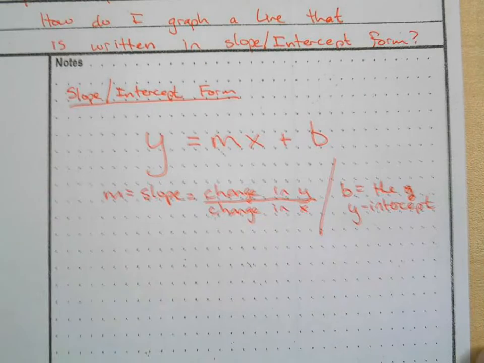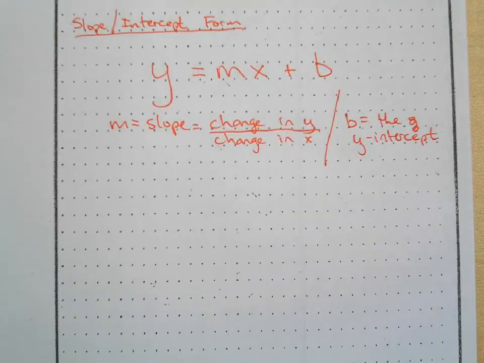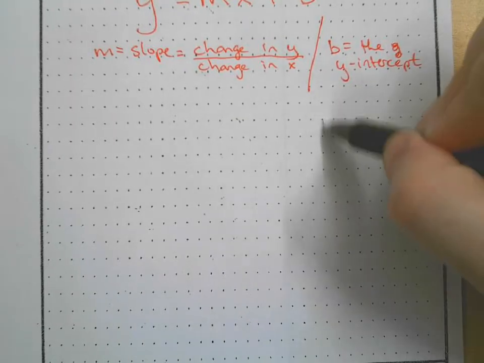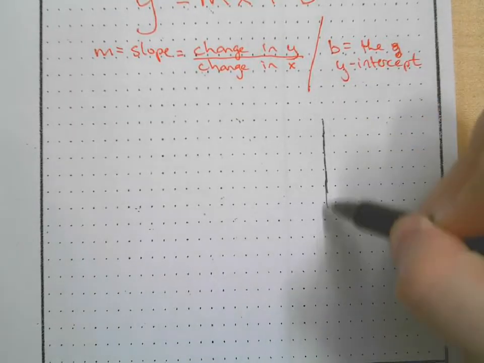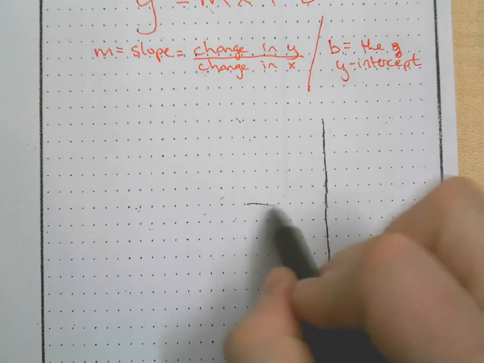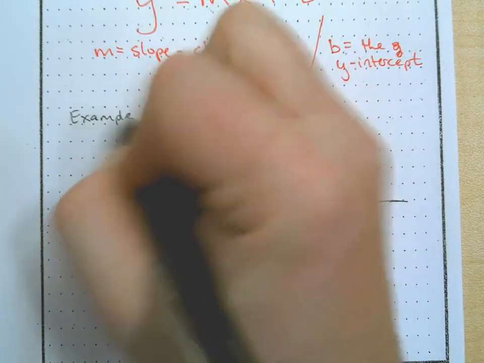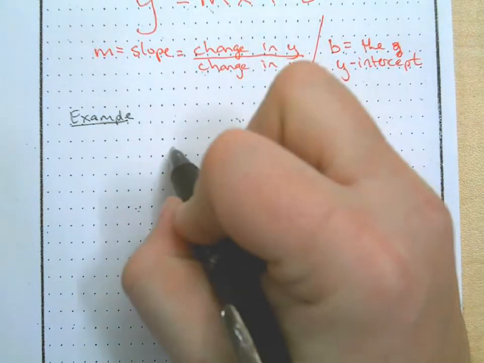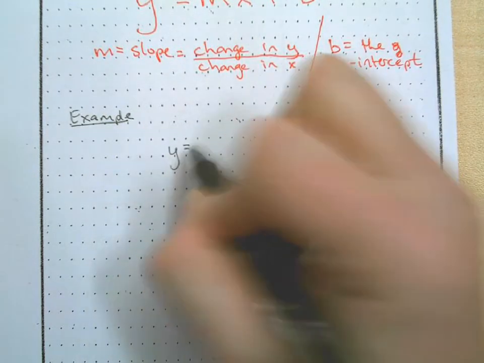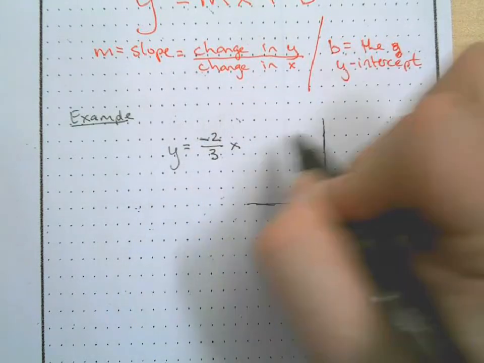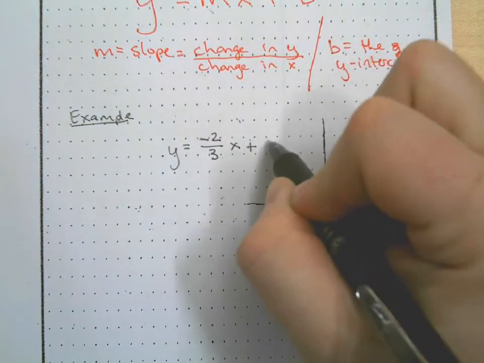Okay, so let's see if we can graph one. So the first thing we'll do is draw our xy plane. Here's our example. Our equation we'll be looking at is y equals negative 2 over 3x plus 4.